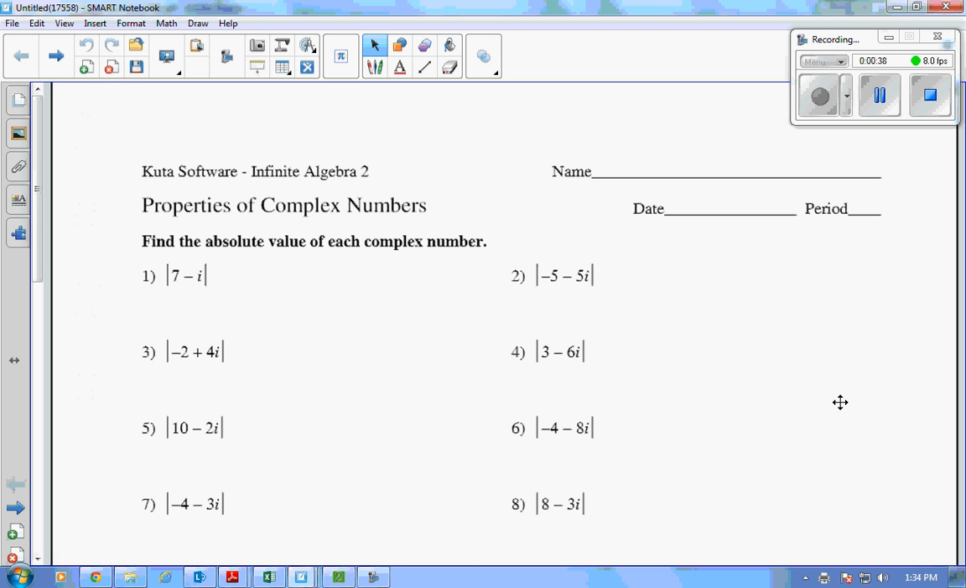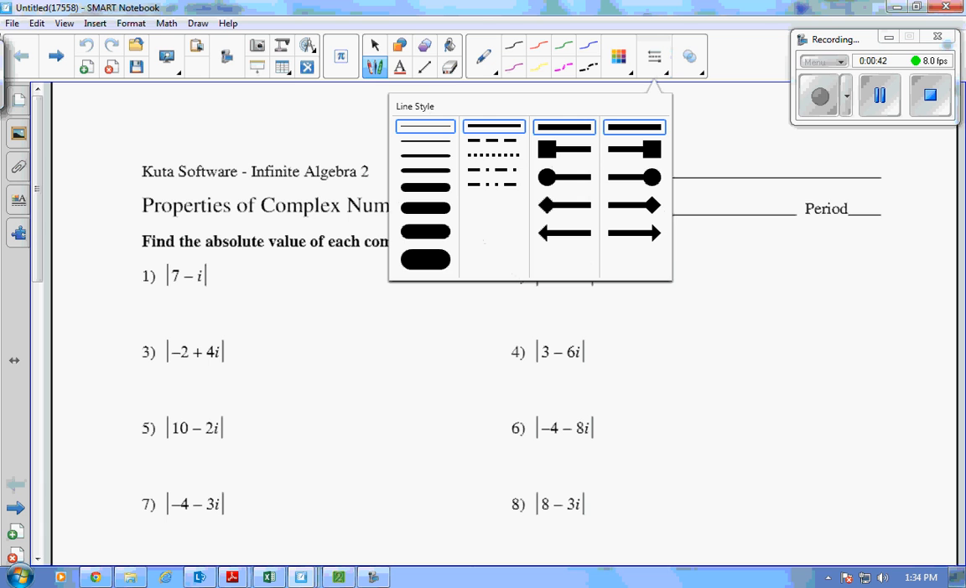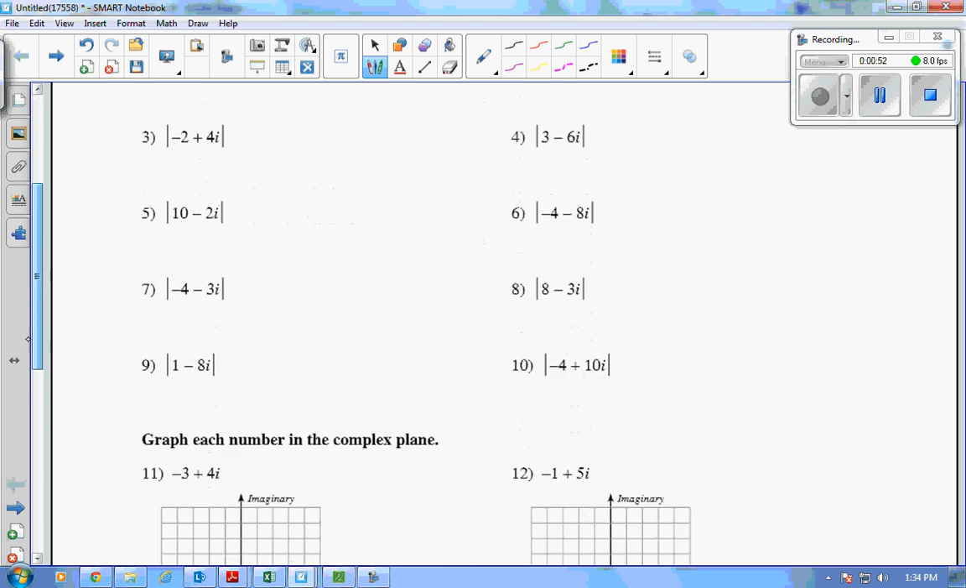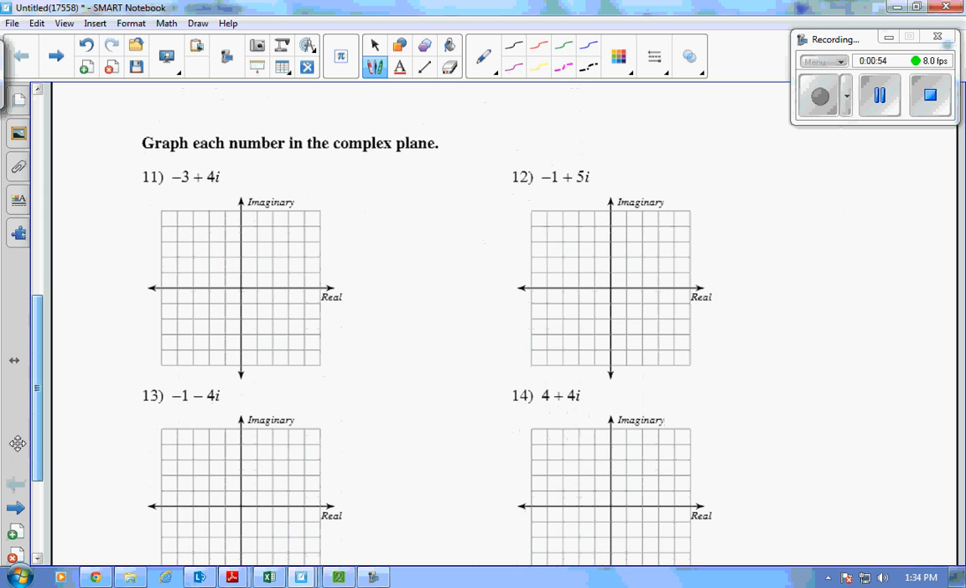Well, these are complex numbers, but we're still looking for the distance from 0. So remember, a complex number has a real piece and an imaginary piece. Okay, I'm going to look at the first graph that's down here, because then we can graphically see what we're talking about when we mean distance from 0.